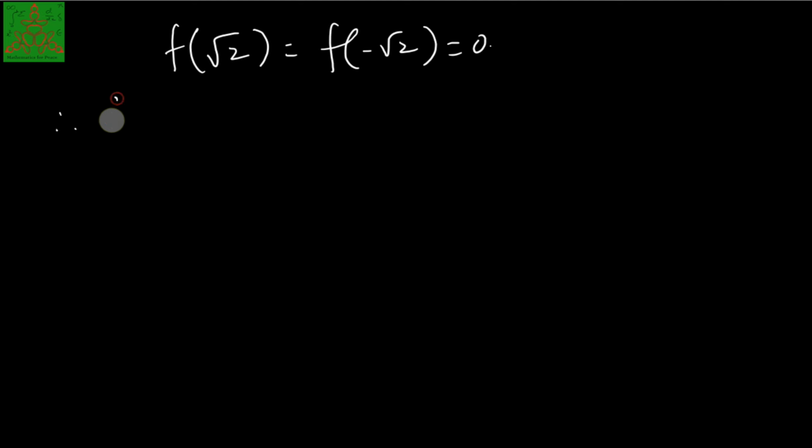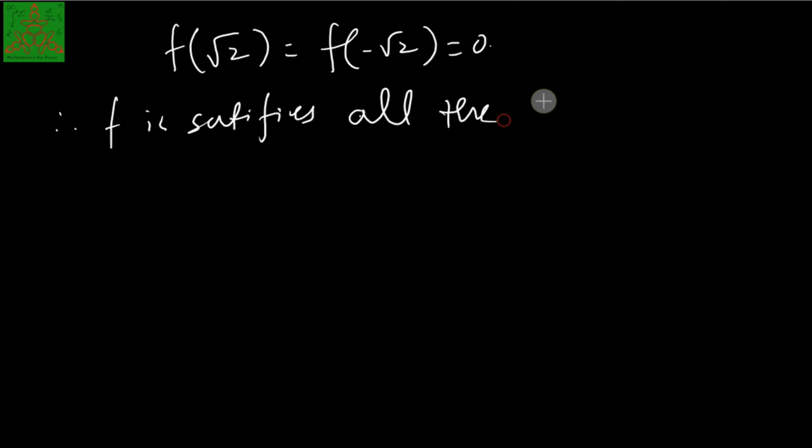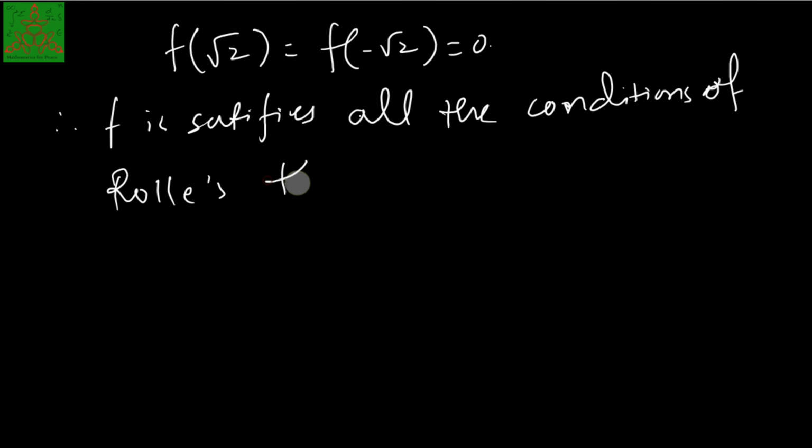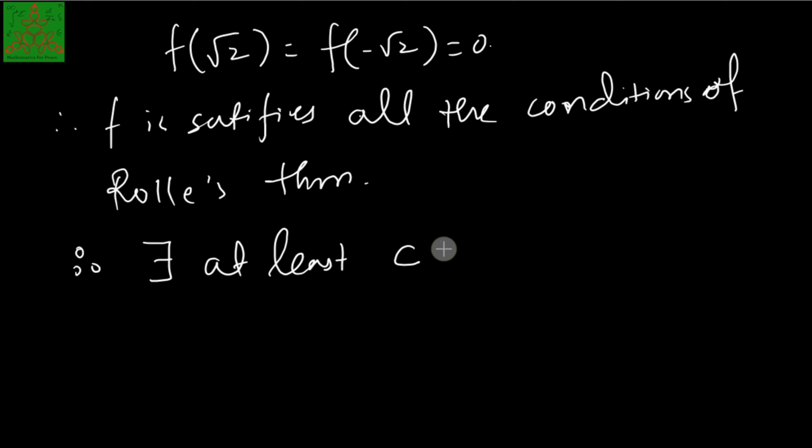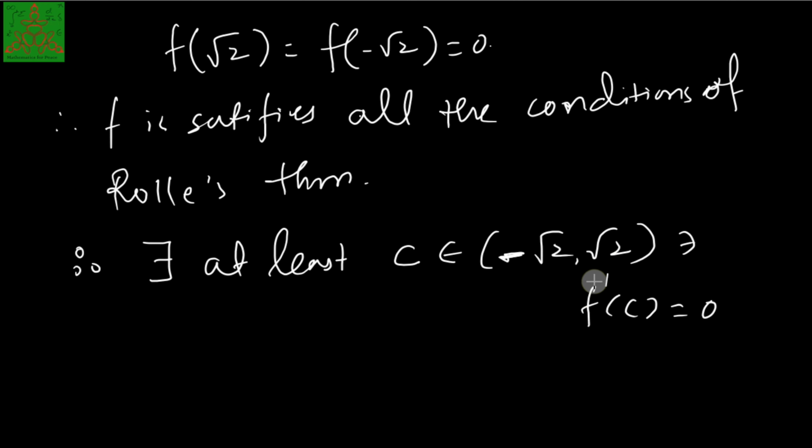So hence f satisfies all the conditions of Rolle's theorem, so we can apply Rolle's theorem. Therefore, by Rolle's theorem, we can say there exists at least one c in the open interval minus root 2 to root 2 such that f dash of c equals 0. Now we have to verify whether this c will be in this interval or not.